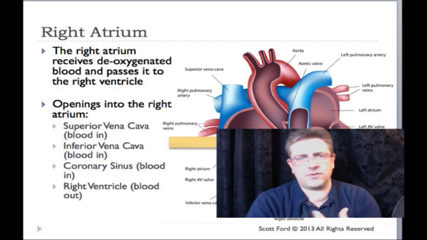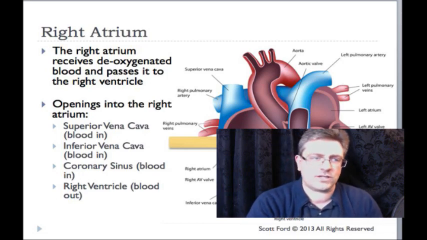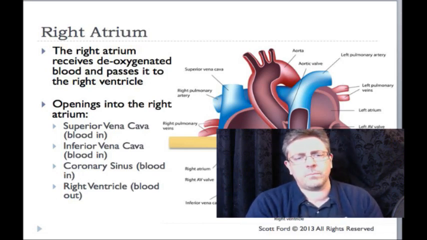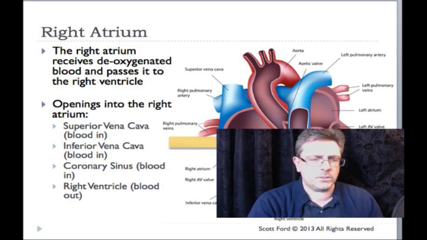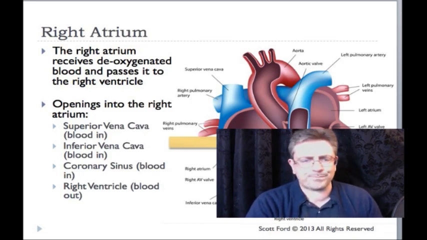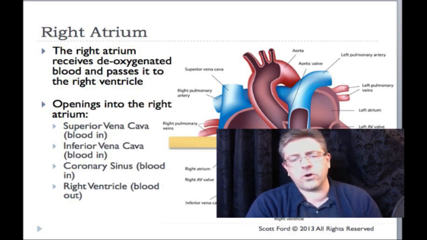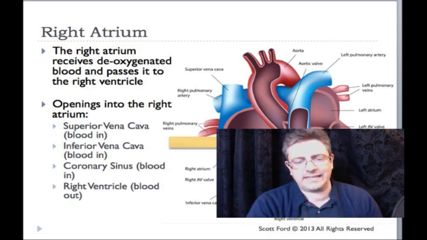Openings into the right atrium, this is typically a good test question. You might be asked, what are the openings into this chamber? What are the openings into that chamber? So it's a good idea to know your openings. Openings into the right atrium include the superior vena cava, blood in, inferior vena cava, blood in, the coronary sinus, blood in, and the right ventricle, which is blood out.